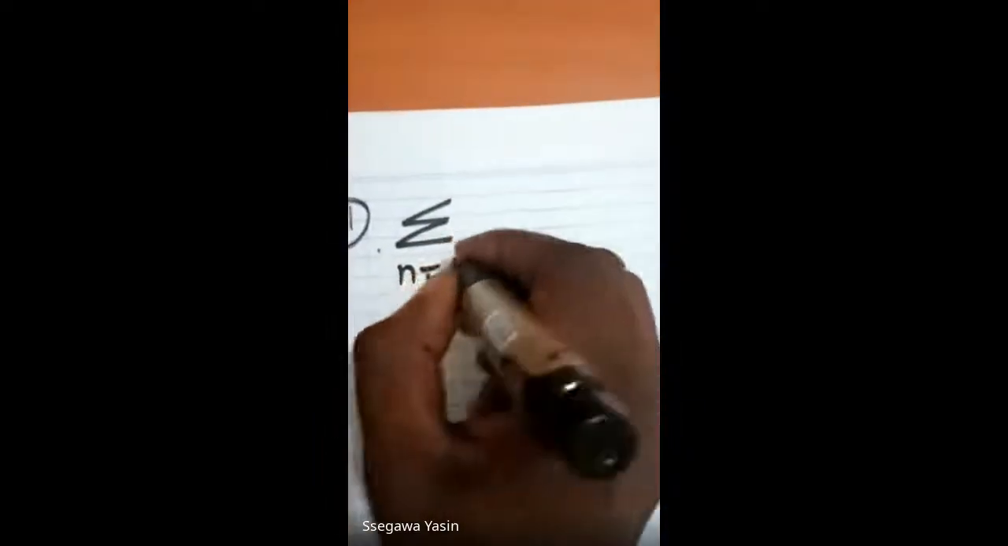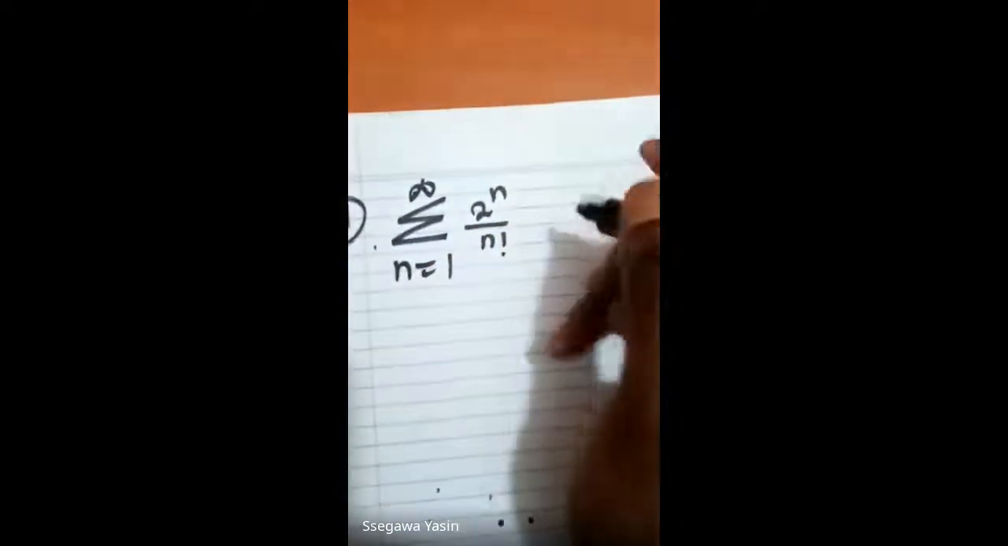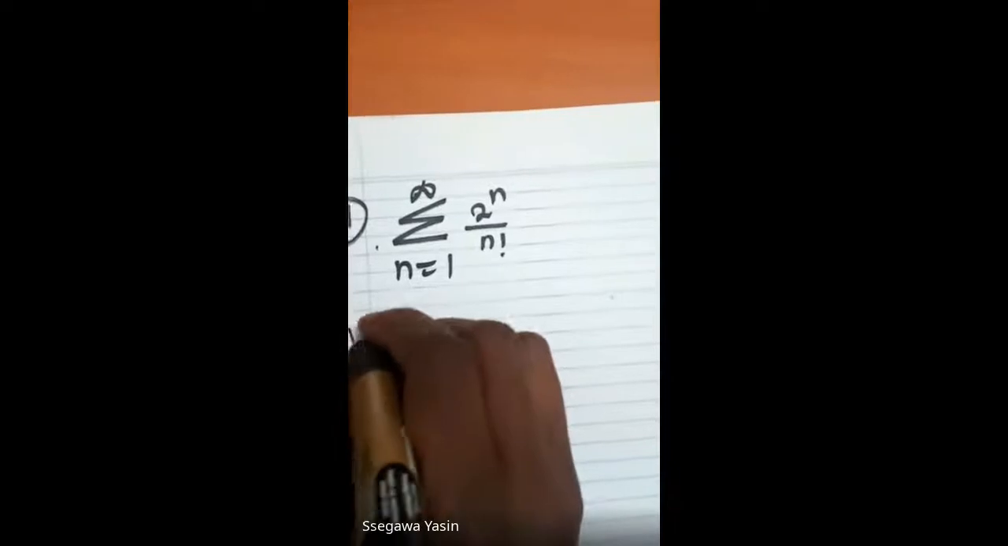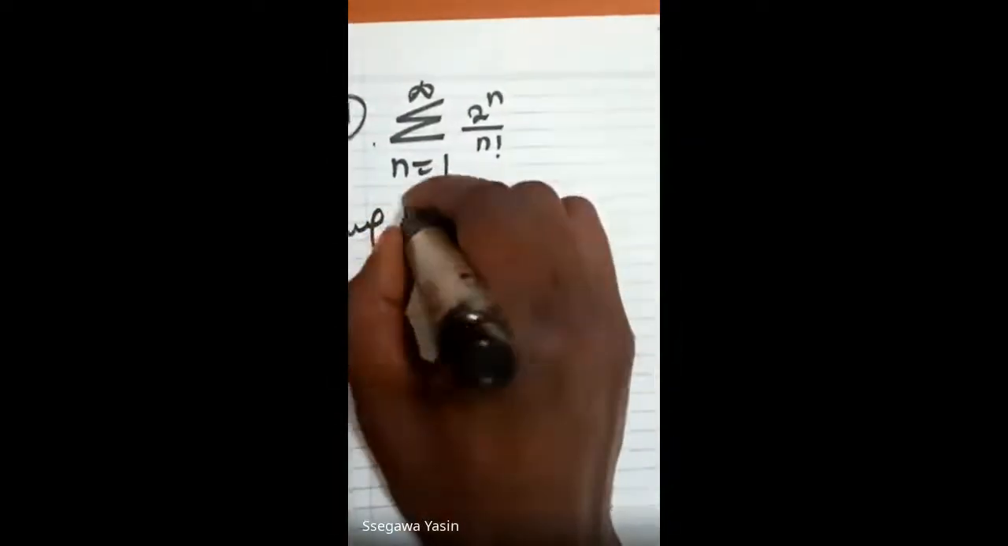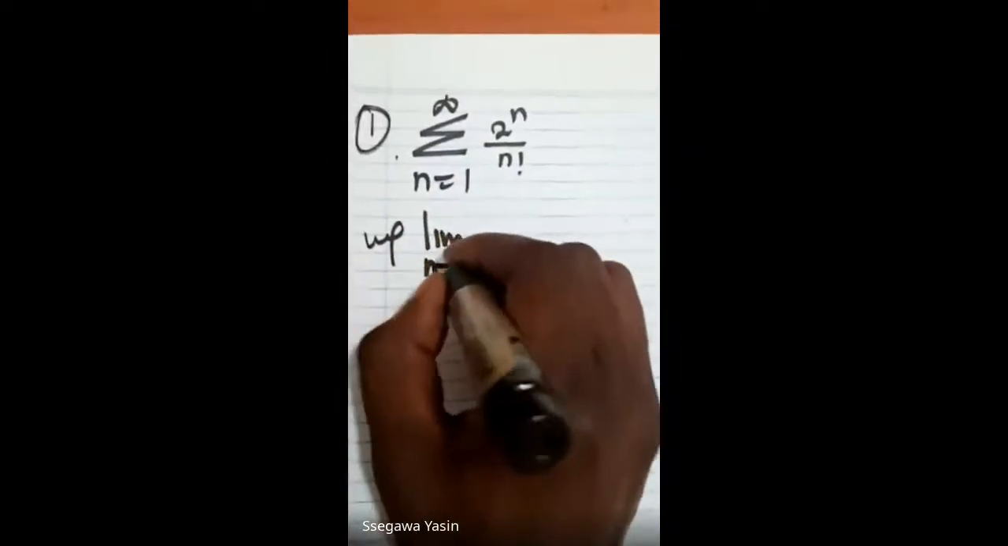So let's move on to number 1. This is the sum, n equals 1 to infinity, of 2 power n over n factorial. So using the limit as n goes to infinity.